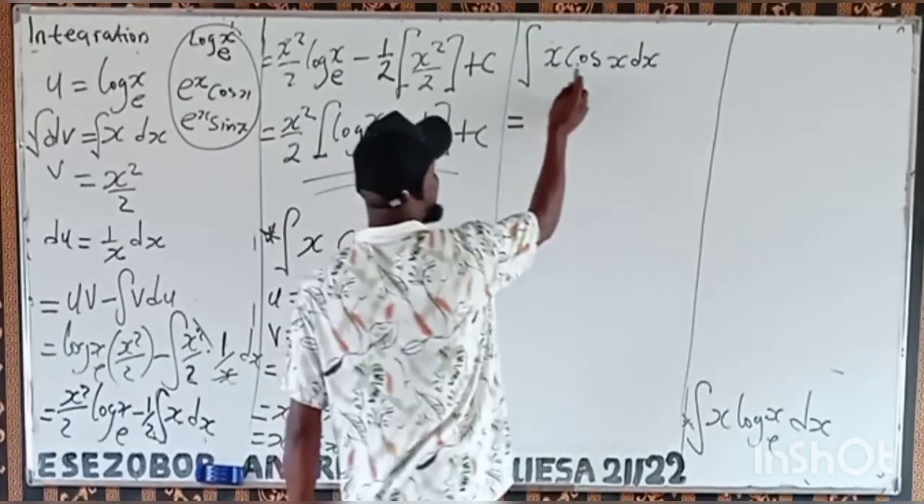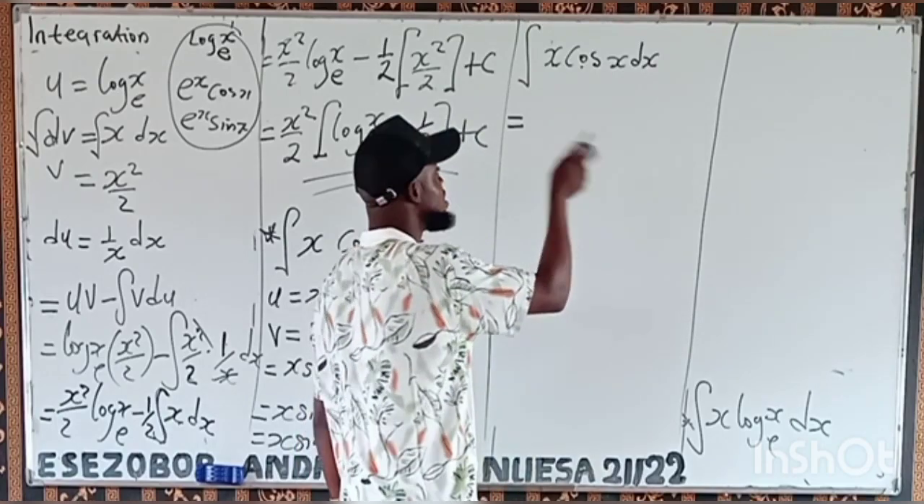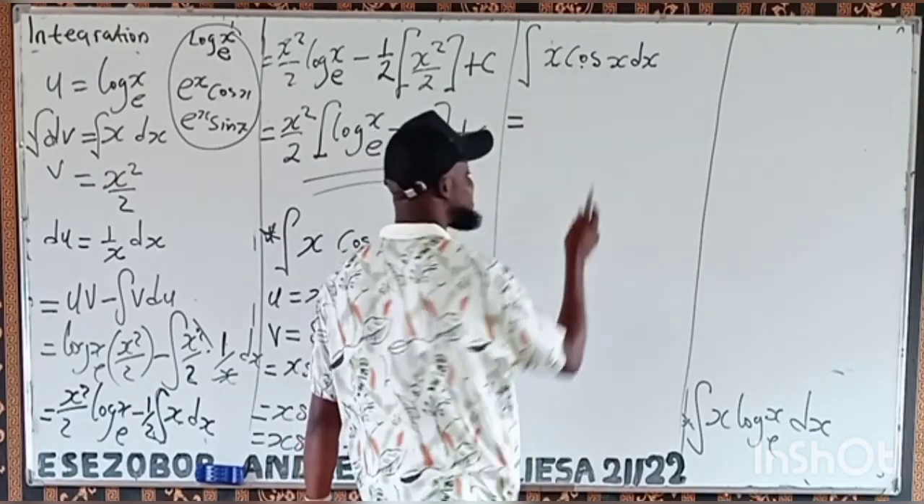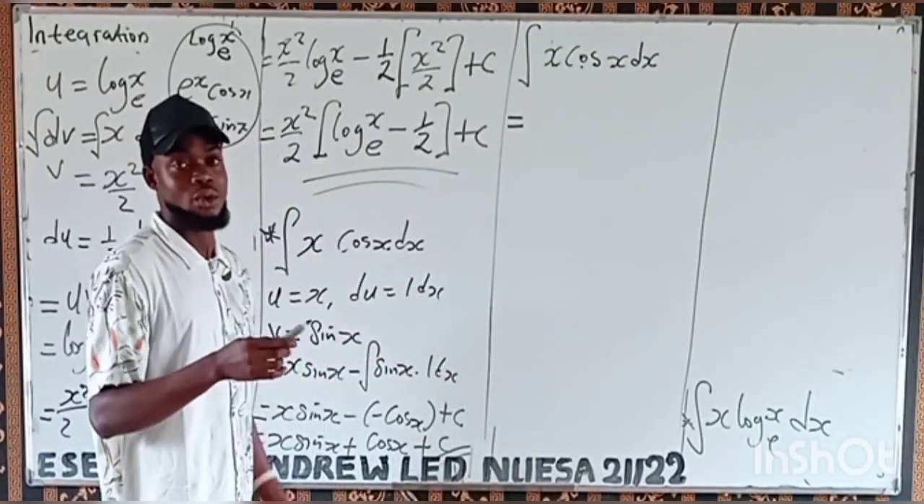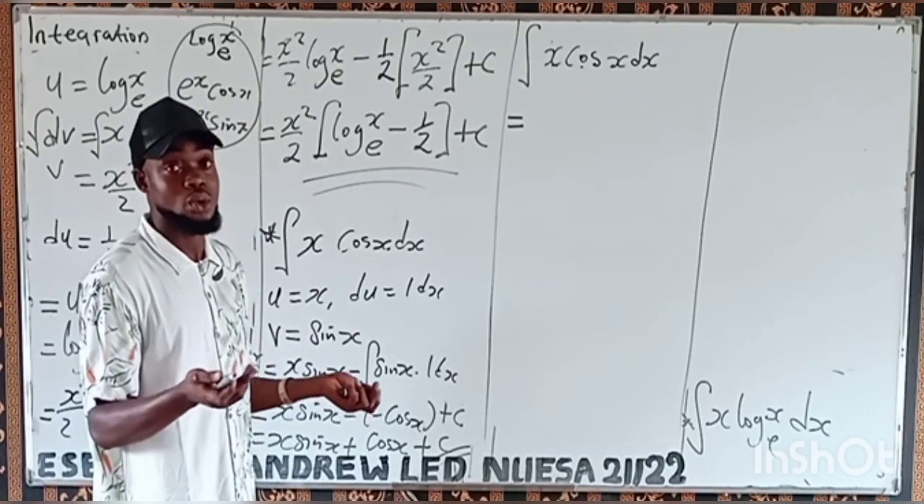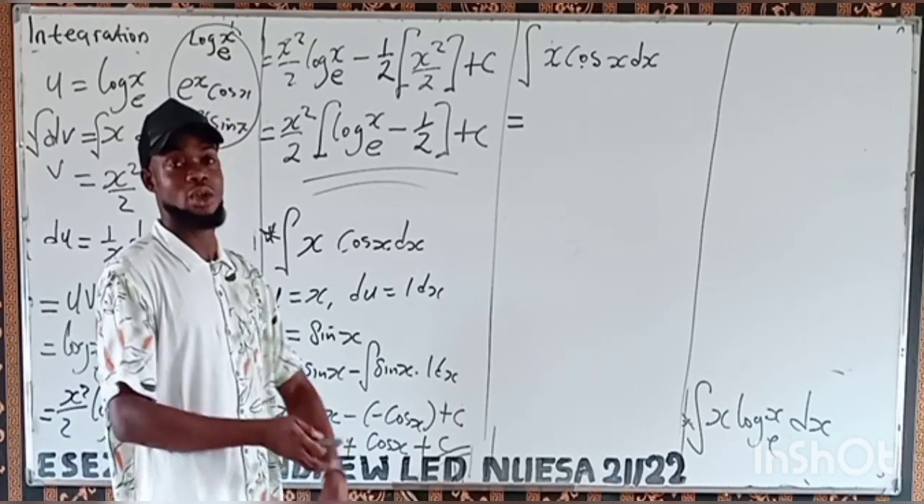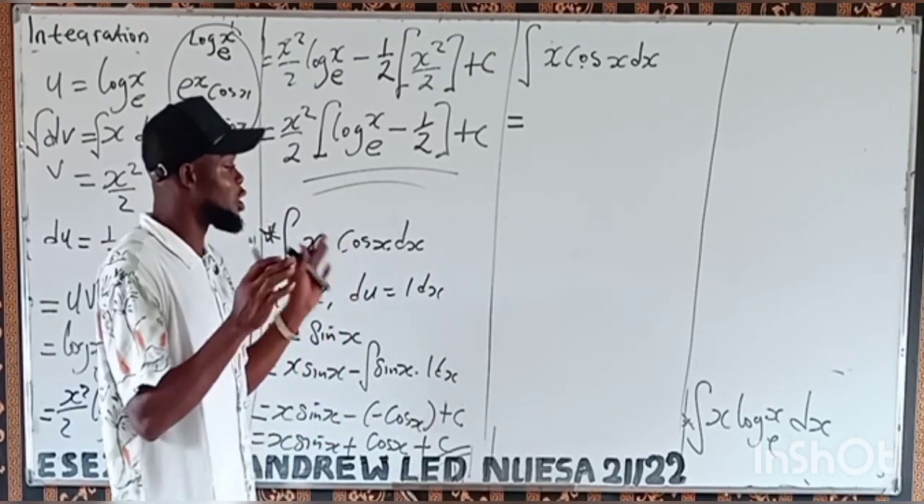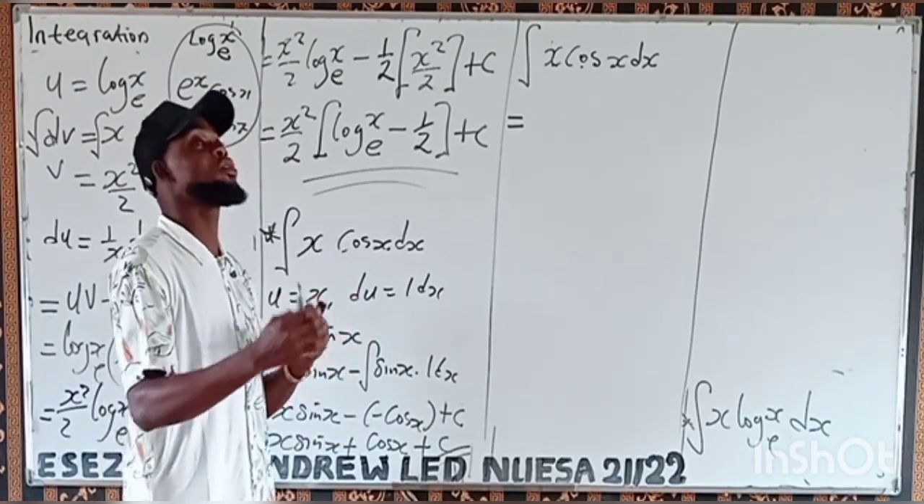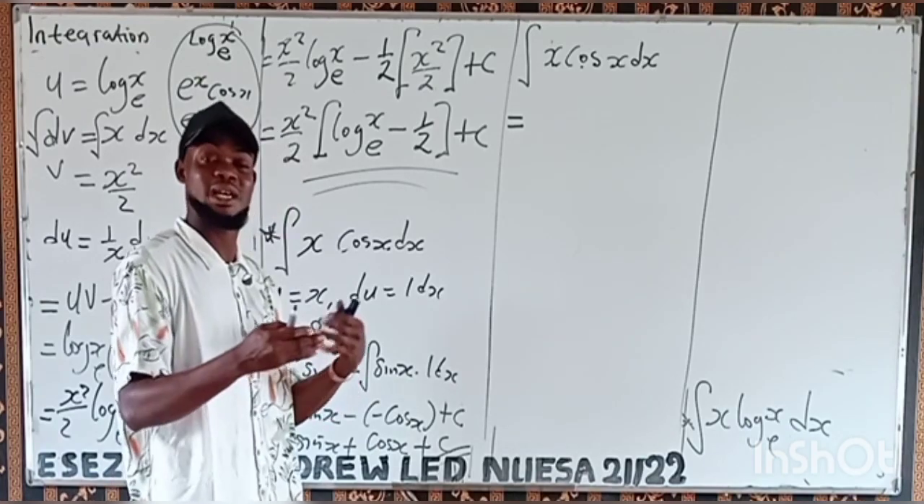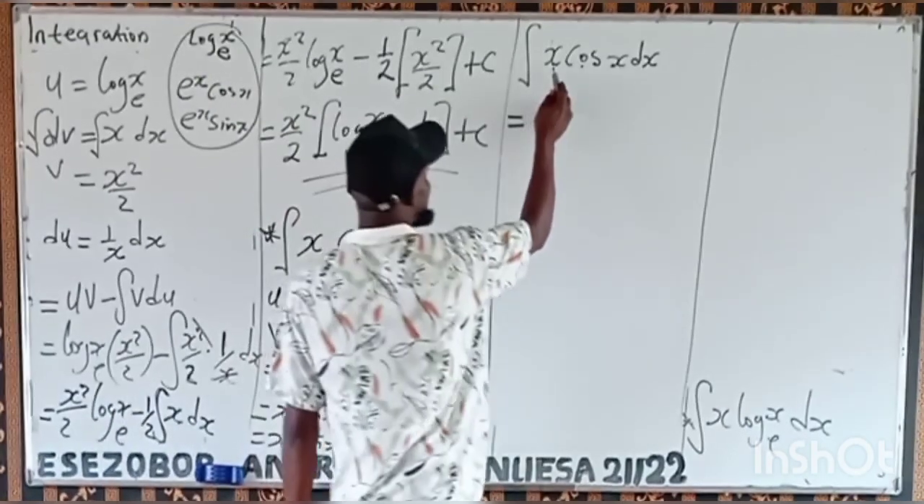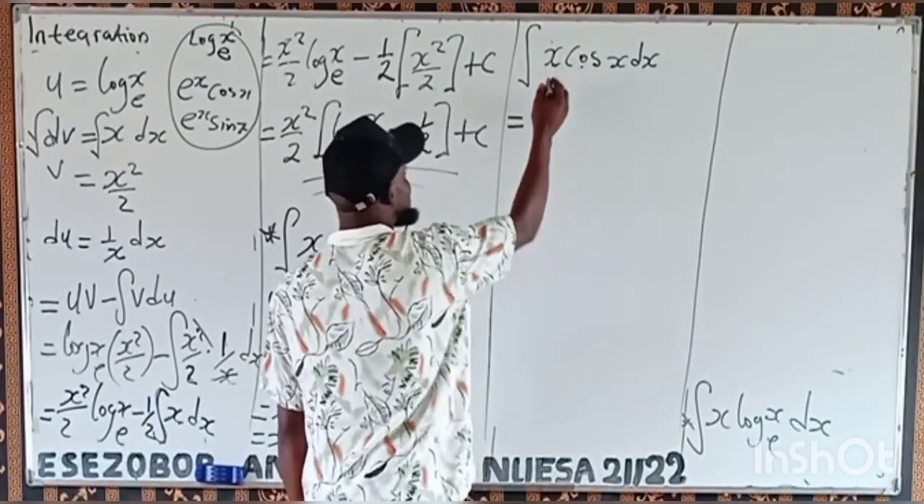Which one between x and cos x will be the u? Cos and sine can never be u themselves. You don't take trigonometric functions as u. You only take either an exponential function, logarithmic function, or polynomial. If a logarithmic function is there, it is the first choice. If there's no log there, you take x. If there's no x, it's a direct exponential function. So this one now, we have x here, so you just take this one as u.